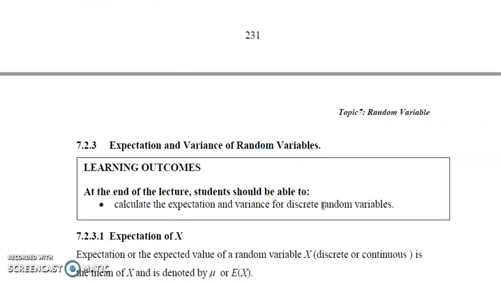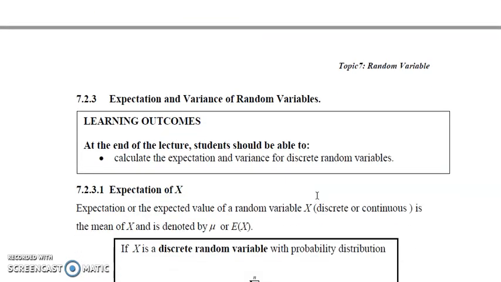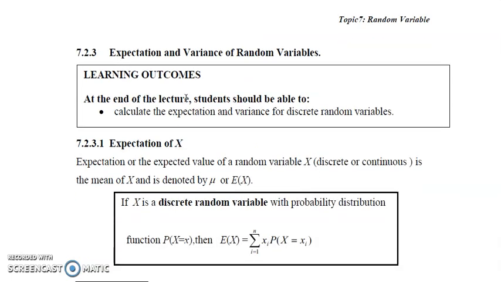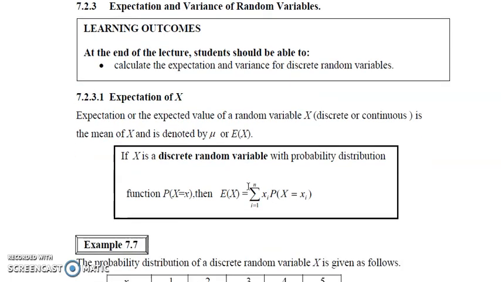Okay, for the expectation and variance of a random variable. So we're going to see over here expectation and variance. Calculate expectation and variance for this random variable. So this is the formula. I hope you can remember the formula for the expectation for the discrete random variable. We'll be having this one.